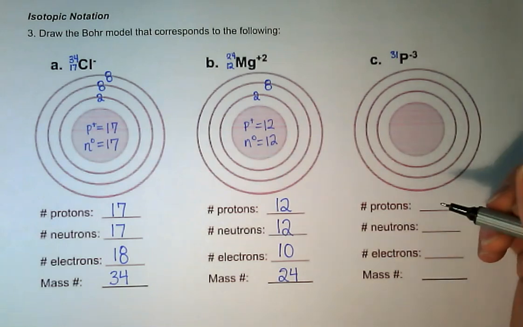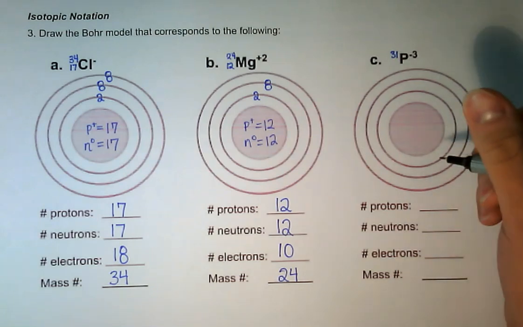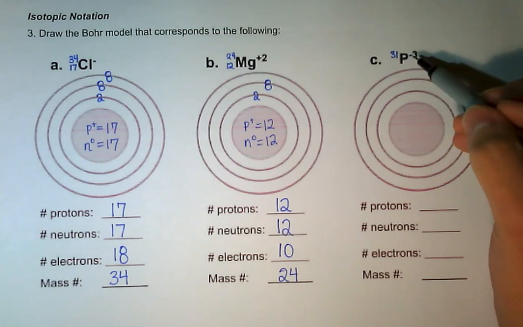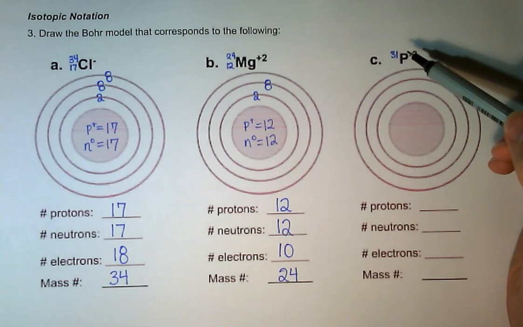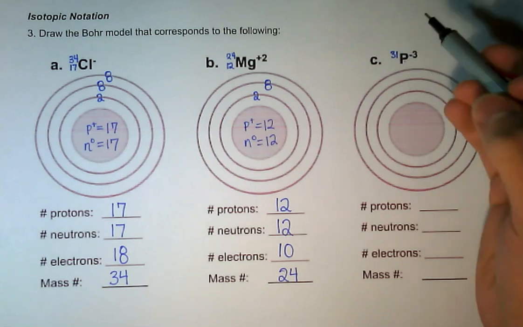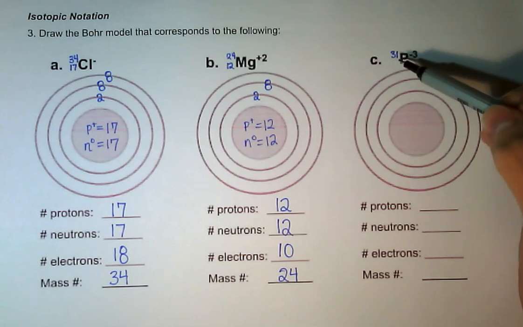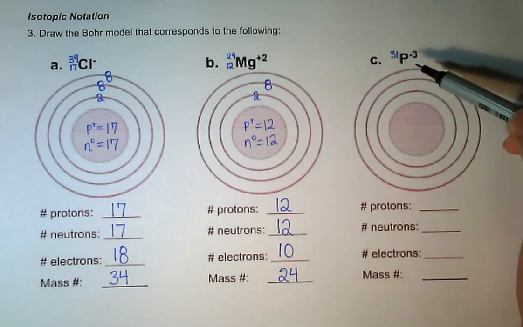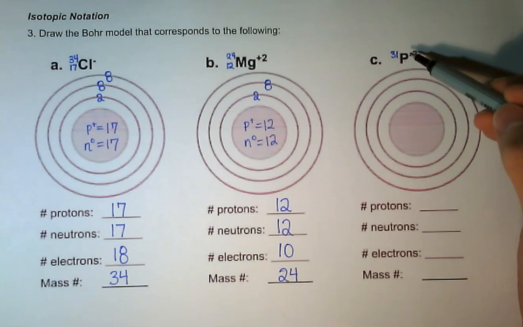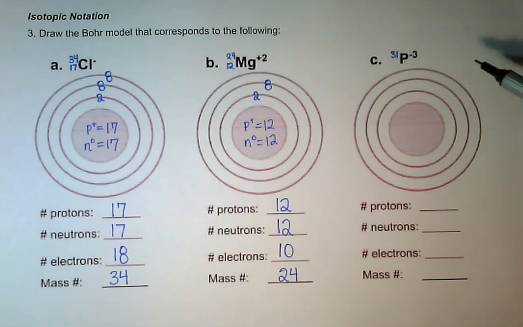It's not in use. And then finally, we have phosphorus with a -3 charge, and this is phosphorus-31. Sometimes in isotope notation, you'll see that the writer of the isotope notation only gives the mass number and doesn't show the atomic number. So when this happens, it's easy to find the atomic number just by looking at a periodic table.